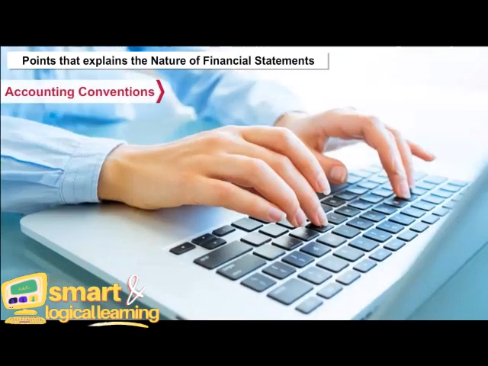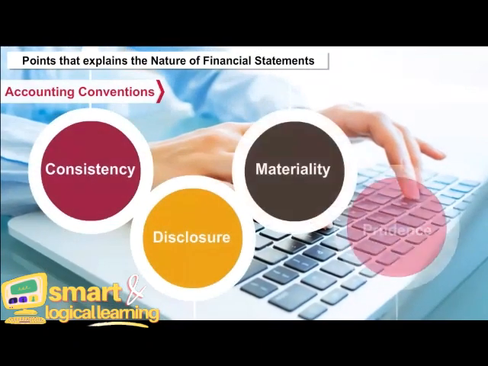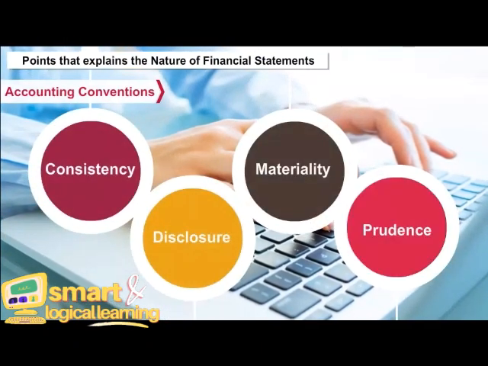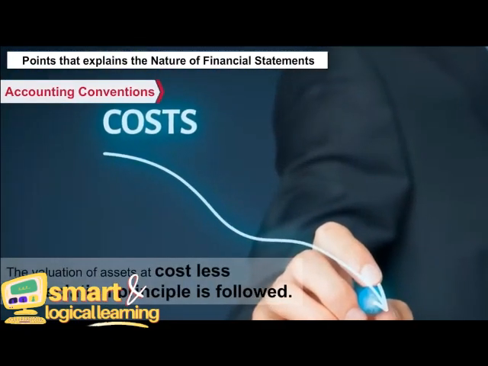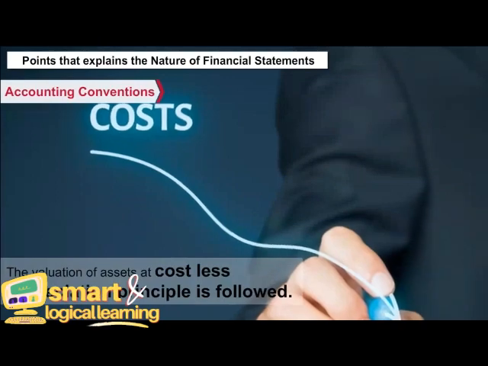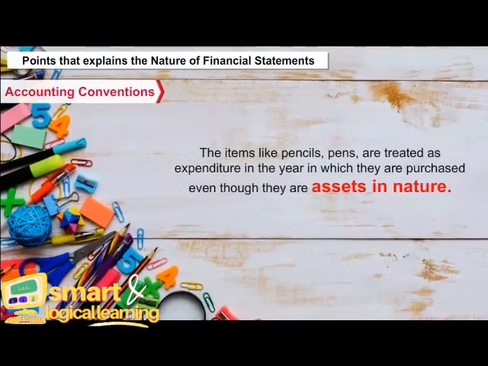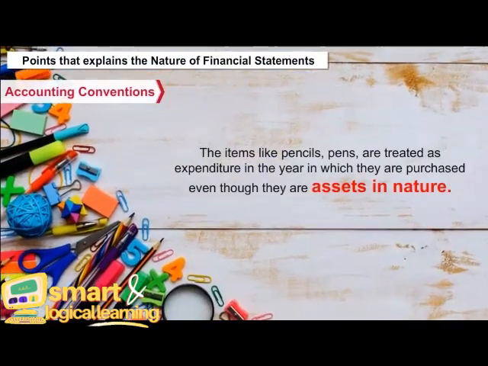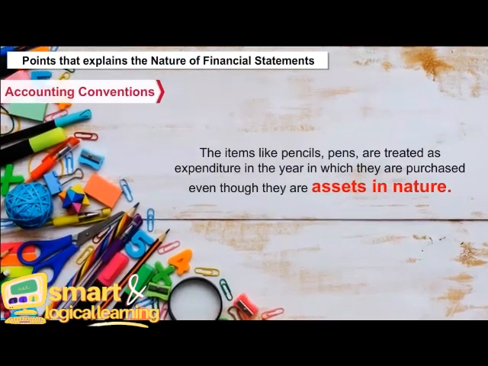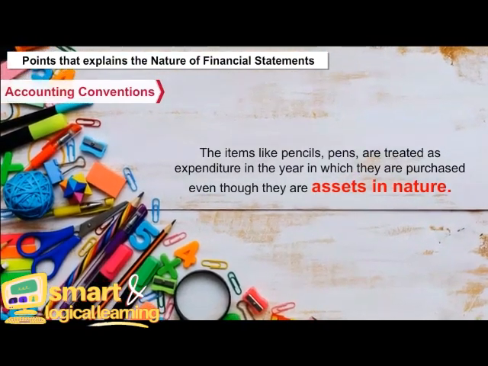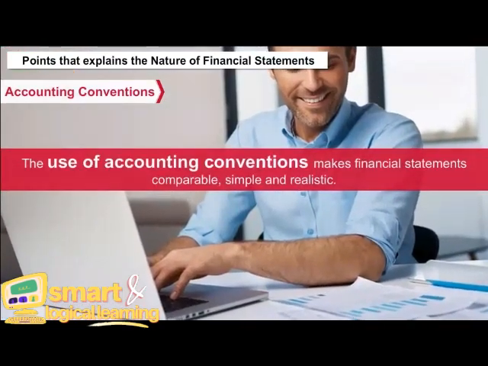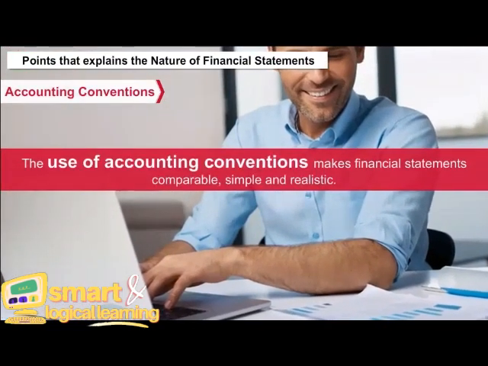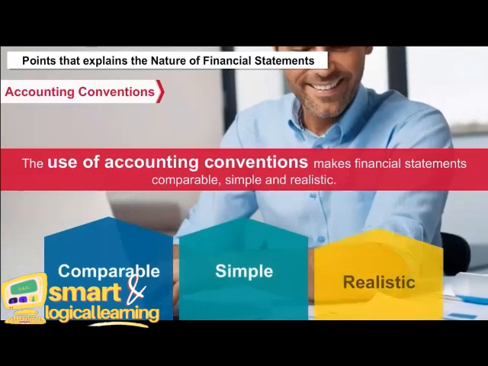Accounting conventions. Many conventions are followed while making financial statements. The valuation of assets at cost less depreciation principle is followed. The items like pencils, pens are treated as expenditure in the year in which they are purchased, even though they are assets in nature. The use of accounting conventions makes financial statements comparable, simple, and realistic.